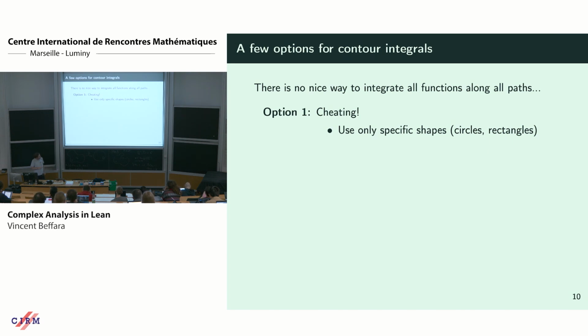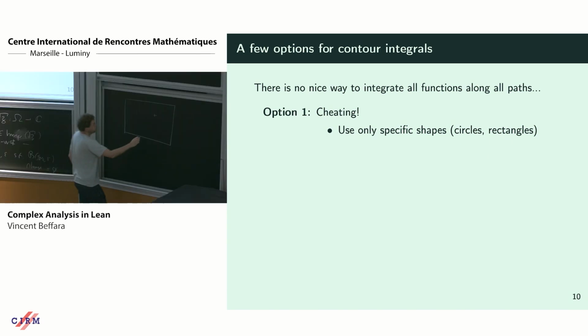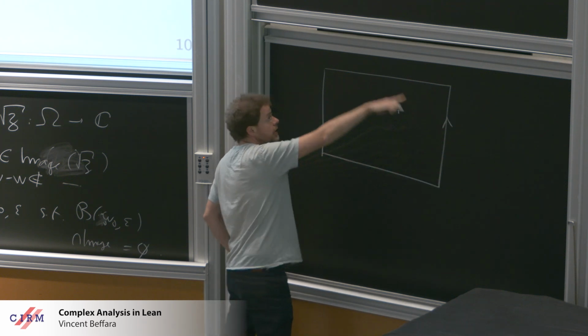So in the PNT project, essentially the idea comes from Alex Kontorovich. He uses rectangular integrals. So why is that useful? So assume you want to prove the residue theorem for a rectangular domain. So you have a function here. You know that it's holomorphic except at one point, and at this point you get a singularity like 1 over z. And you want to compute the contour integral in this domain.